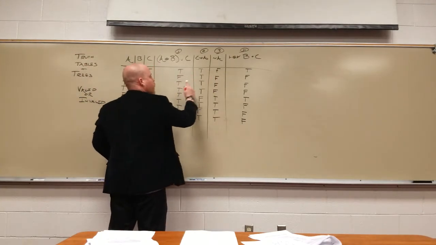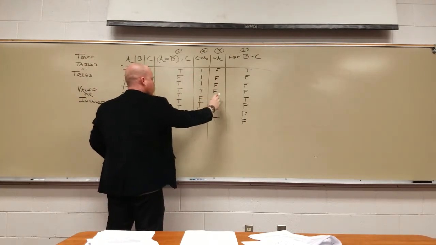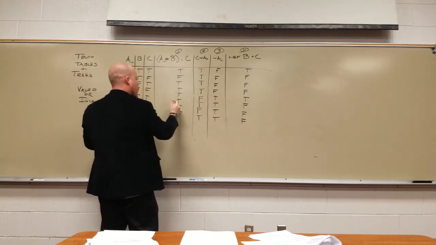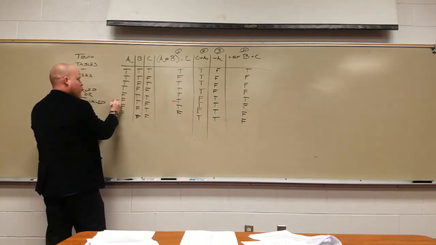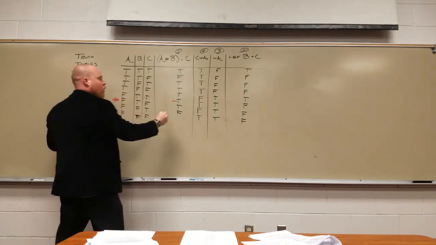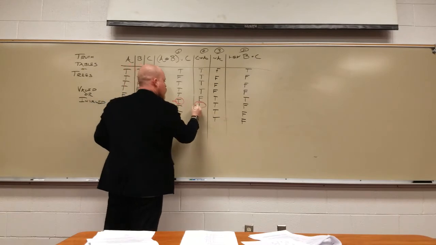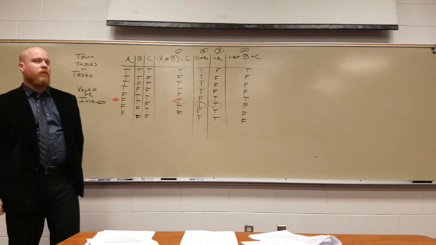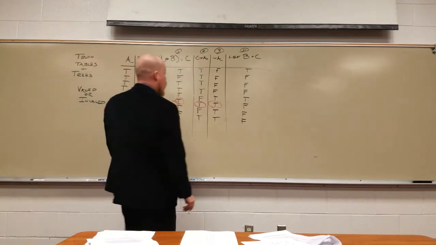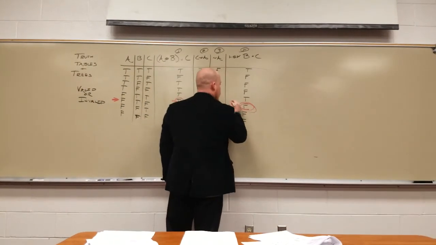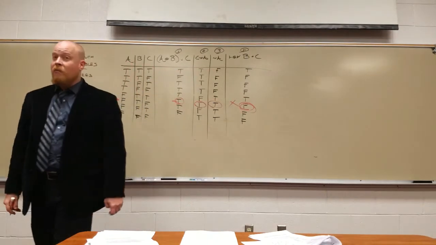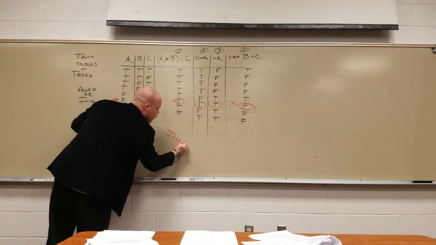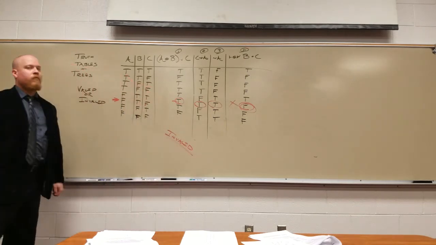Nope, nope, nope, nope, nope. I'm looking for rows where we've got all T's. Here we go, right here. So in this row, I've got true premise, true premise, true premise. And I'm not here, not here. So this is the only row I'm concerned with now. What do I have over here? False. That means this argument is invalid, period. When all the premises are true, the conclusion is false. This argument is invalid.